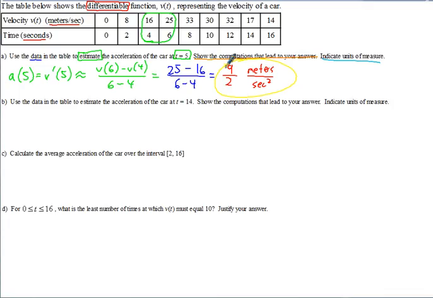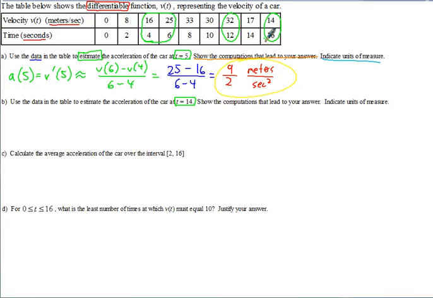Now, the next one says, same thing, use the data table to estimate the acceleration of the car, this time at time 14. 14, if we look, is right here on the table. So at 14, there's actually 3 ways you can do that. You can use the points on either side of 14, which I'm going to use right here, 12 and 16, or you could use 12 and 14 or 14 and 16. Any of those would be considered a legitimate estimate of the acceleration because we don't necessarily know which of those is going to be closest to the exact acceleration at time 14. We're just estimating. And those would be the 3 points closest to it.